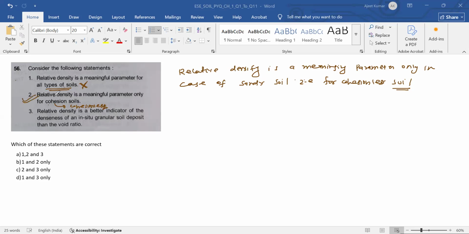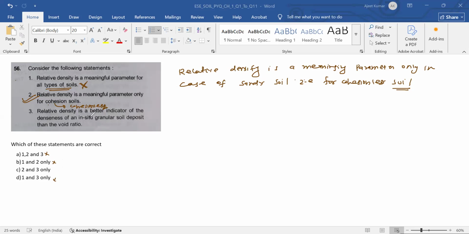If it is cohesive soil, then this is also incorrect. And if 2 is incorrect and 1 is incorrect, then none of the options will match. So this is a typing mistake, I think. It should be cohesionless in place of cohesive. So relative density is a meaningful parameter only for cohesionless soil. This is correct. So statement 1 is false. Statement 2 is correct. Let's see statement 3.